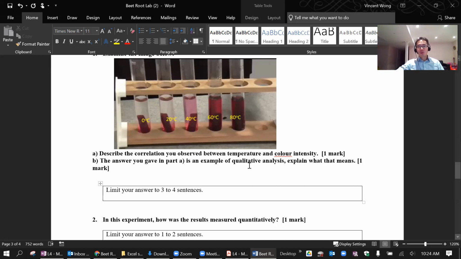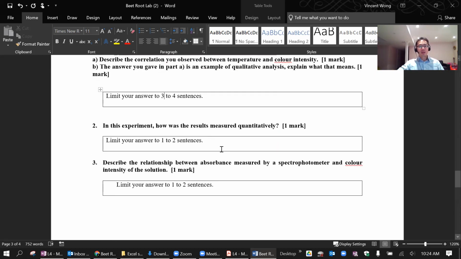Okay, don't Google it. If you Google it, you're going to end up with some answers that are not necessarily applicable to what we are talking about. Just go to the lecture notes and look at it that way.